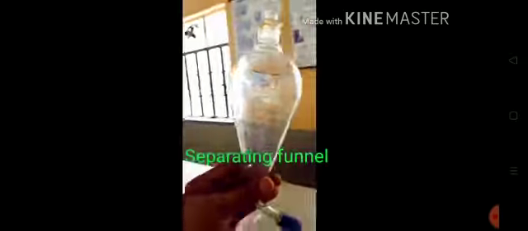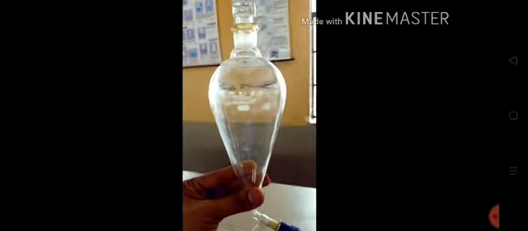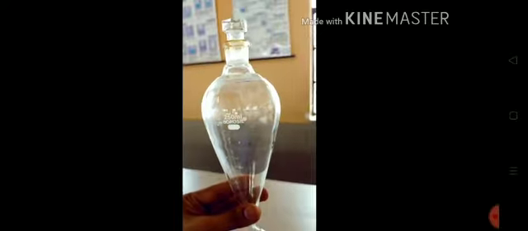This is the funnel. It is used to help in filtration. This is the separating funnel. This apparatus is known as the separating funnel. It is used when you want to separate two immiscible liquids, like a mixture of oil and water.